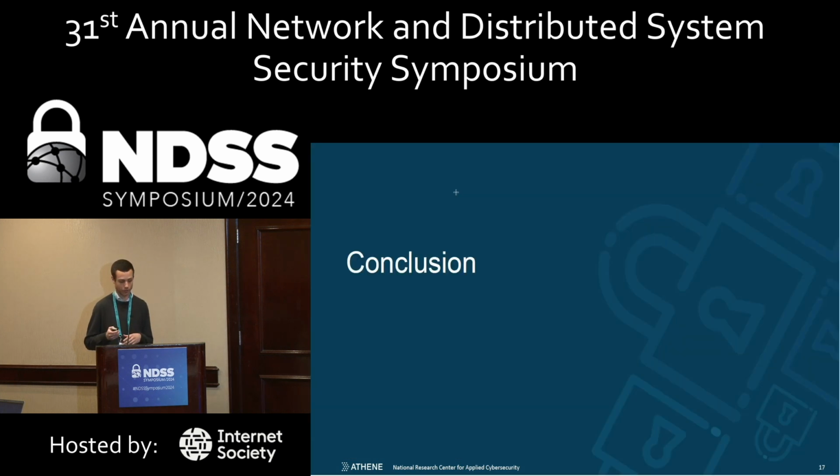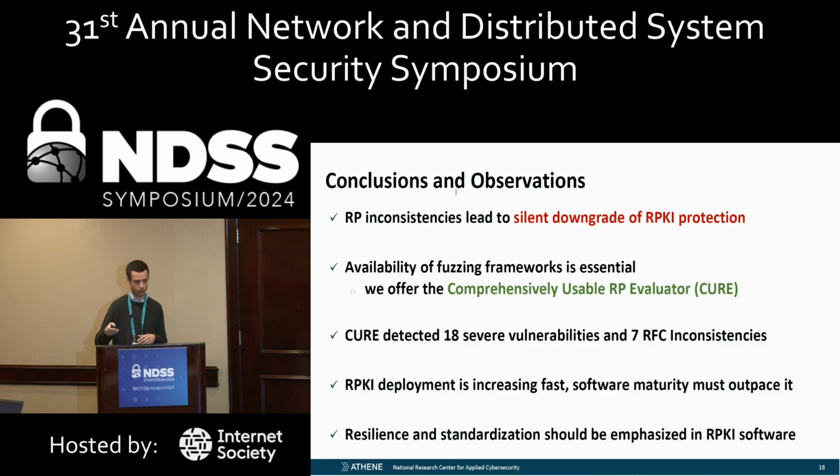Right, so now let's come to a conclusion. First of all, as I showed, inconsistencies can be a problem because they might silently downgrade RPKI protection. Because if you test this with your own RP and it works, there might still be other implementations which don't accept your objects, and therefore your resources are not protected even though you think they are. Then, what we also saw from the sheer number of vulnerabilities we found is that the availability of a fuzzing framework or some means of fuzzing is essential to ensure the quality of the software, which is also why we make our tool open source.